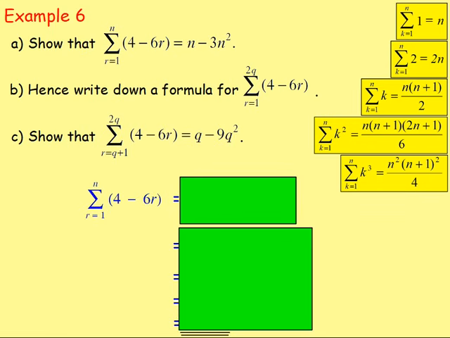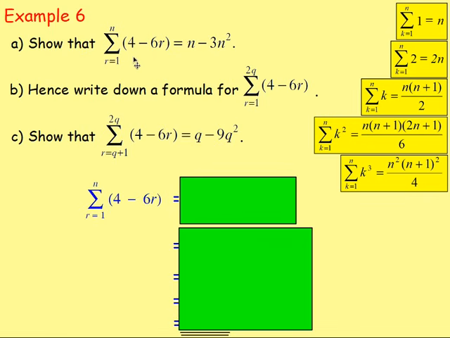Example 6. Show that the sum of 4 take away 6r, going from r equals 1 all the way up to n, is equal to n take away 3n squared. And part B, hence write down a formula for the sum of 4 take away 6r, going from r equals 1 up to 2q. And part C, show that the sum of 4 take away 6r, going from r equals q plus 1 up to 2q, is equal to 2 take away 9q squared. Lots of different parts. Let's start at the beginning.